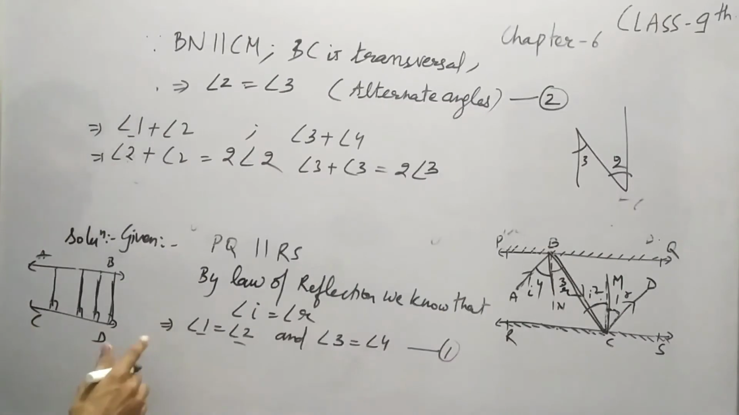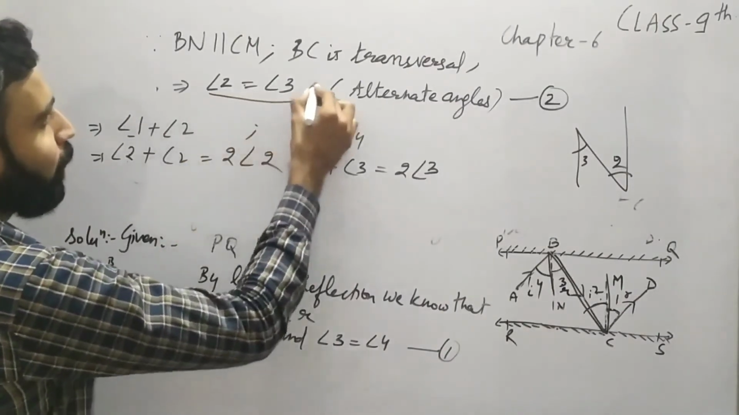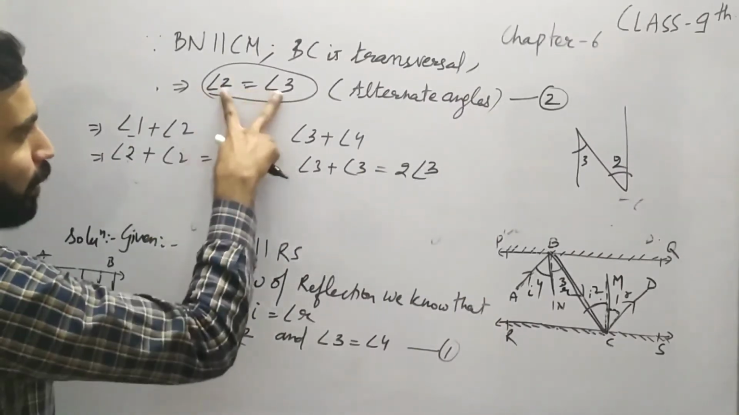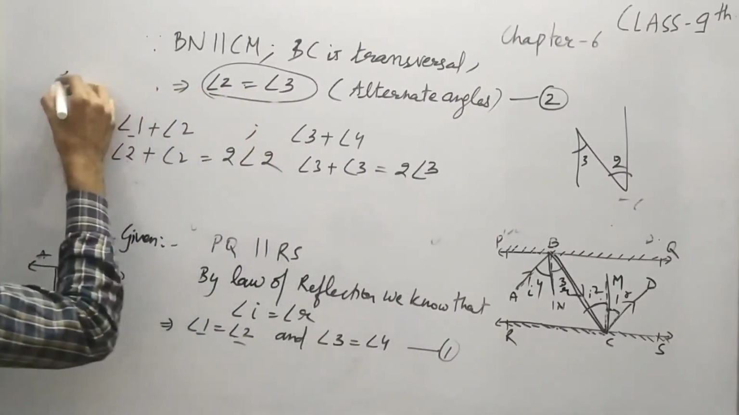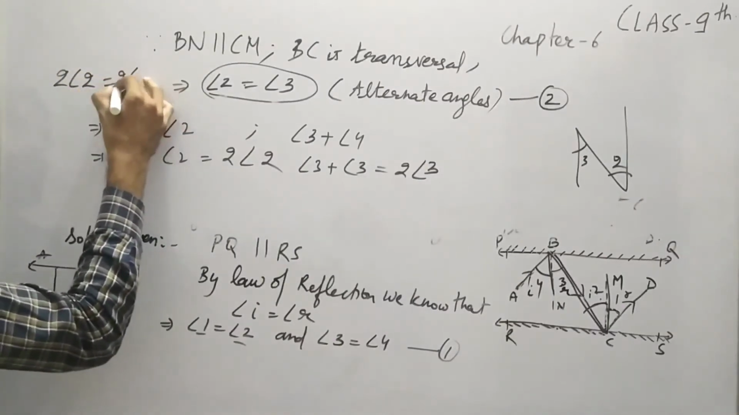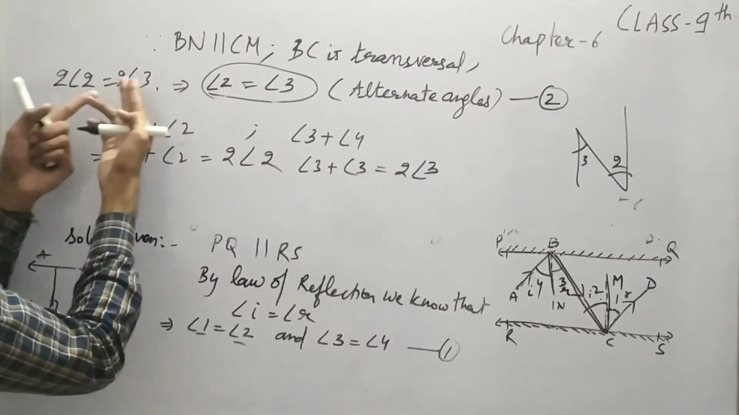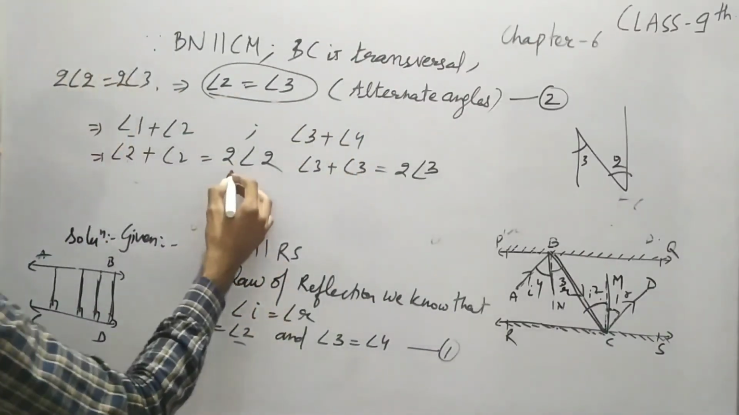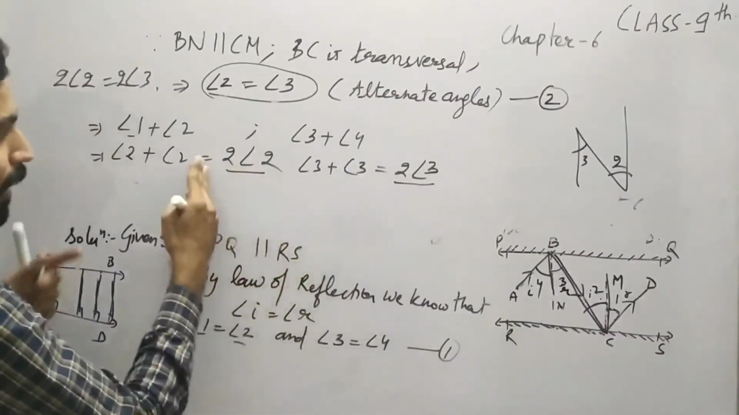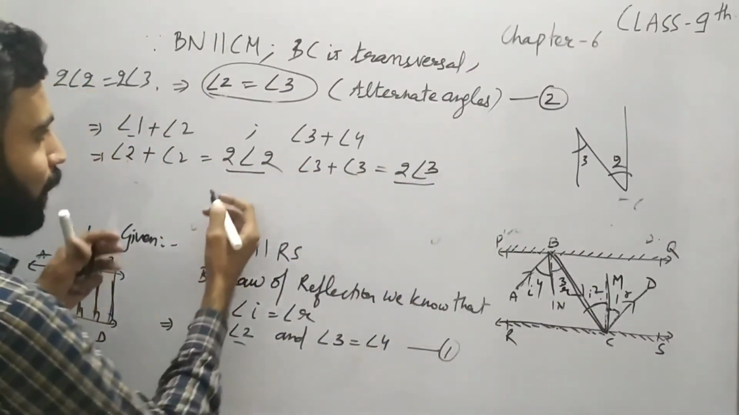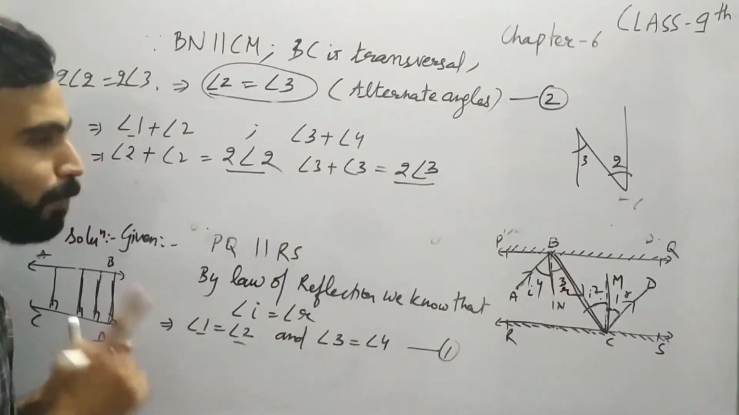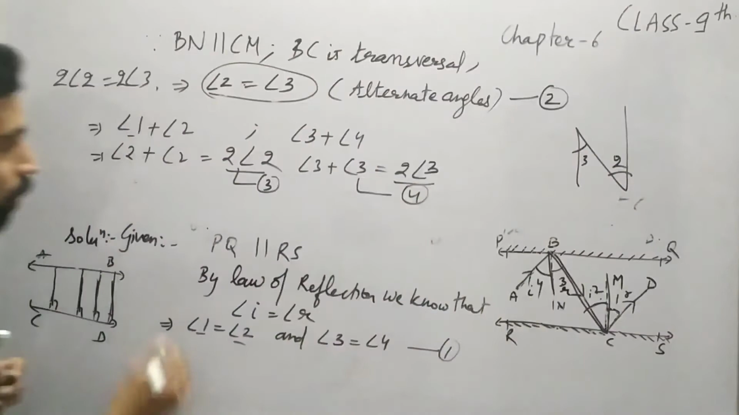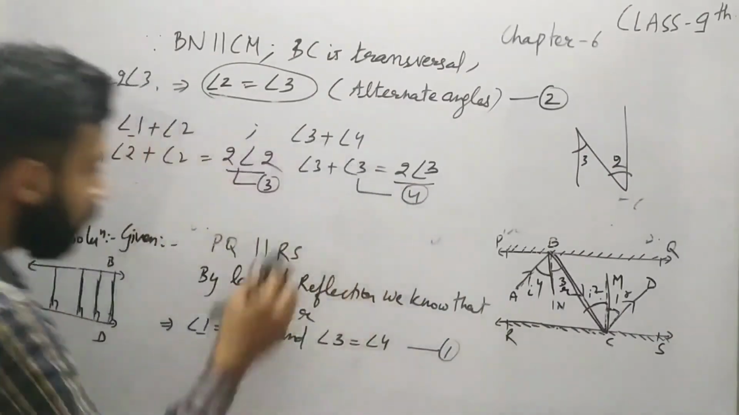Now, if you can see here, from the previous equation number 2, angle 2 is equal to angle 3. So if angle 2 is equal to angle 3, then definitely 2 angle 2 is going to be equal to 2 angle 3. So twice of angle 2 is going to be equal to twice of angle 3 because angle 2 is equal to angle 3, right? That means both the equations have the right hand side same. Then definitely their left hand sides are going to be equal. Let me just give them equation 3 and equation 4. Then let me just rub some space here.